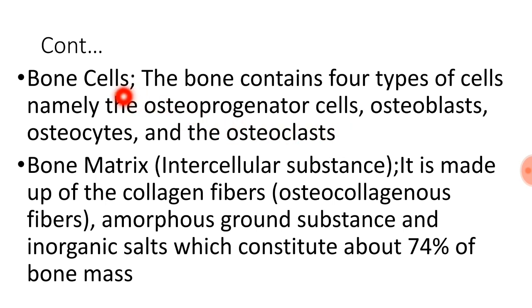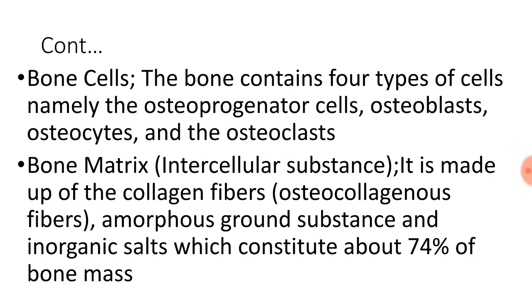Here we have bone cells. The bone contains 4 types of cells, namely the osteoprogenitor cells, osteoblasts, osteocytes, and the osteoclasts. So these are main types, 4 main types of cells ambazo zinakuwa found kwenye bones. We have osteoprogenitor cells, we have osteoblasts, we have osteocytes, and also we have osteoclasts.